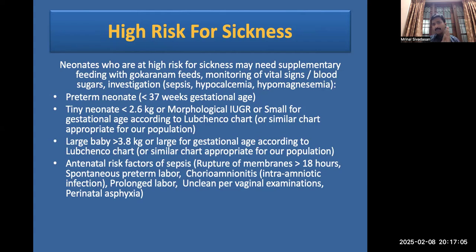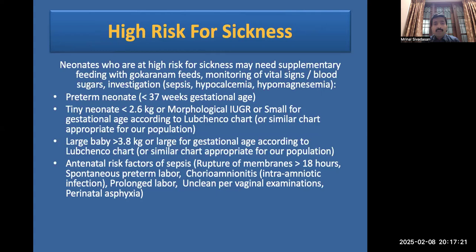Now leaving the emergency signs and the priority signs of sickness, there are babies who are at high risk for sickness, and it is also important to identify such babies. These are babies who may have problems like hypoglycemia or may have sepsis infection.